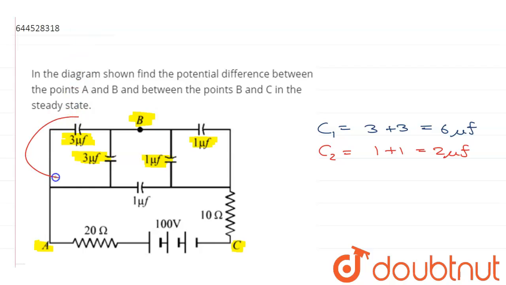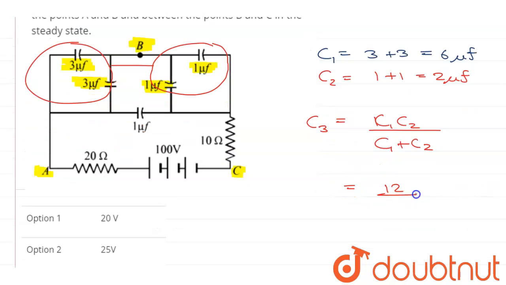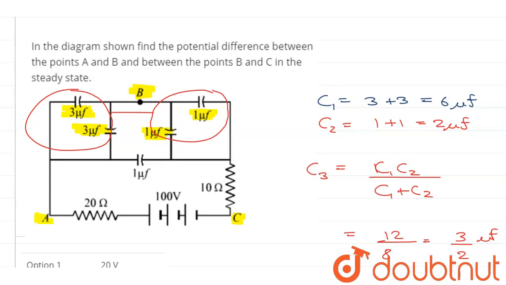Now, this arrangement of these 3 microfarad capacitors and these 1 microfarad capacitors are in series with each other. So their capacitance C3 will be equal to C1 C2 upon C1 plus C2, which is equal to 12 upon 8, which is equal to 3 by 2 microfarad.